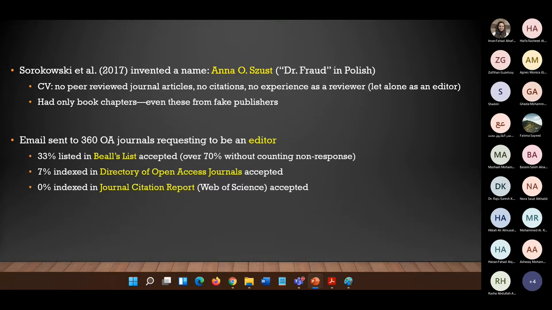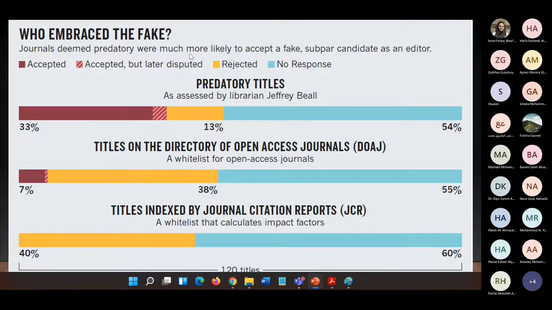And 33% of the journals in Beall's list actually accepted that person as an editor, which means that there are no standards even for the editorial board, let alone the journals, which is a big problem. And 0% of the journals indexed in Web of Science accepted the person, which is what should happen. It's a joke. How can this person with no qualifications request to join the editorial board? So you can see here the figures.